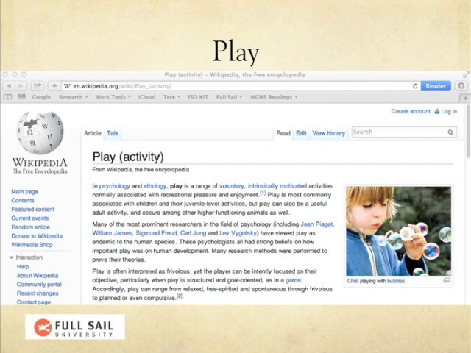Play is often interpreted as frivolous, yet the player can be intently focused on their objective, particularly when play is structured and goal-oriented, as in a game. Accordingly, play can range from relaxed, free-spirited, and spontaneous, through frivolous, to planned or even compulsive activity.